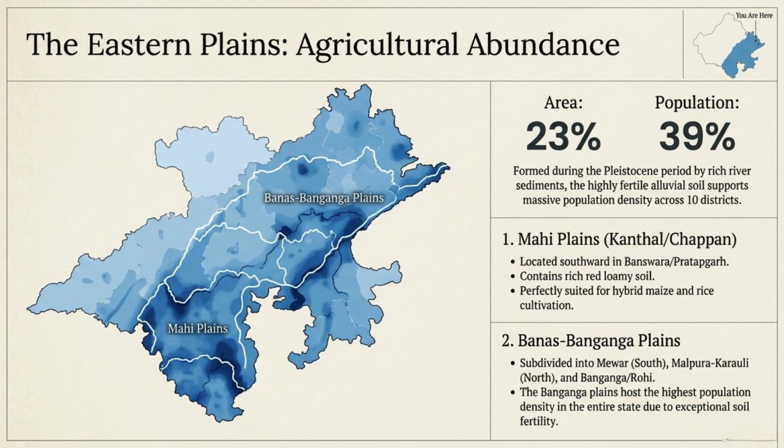In the south, the Mahi Plains, also known as Kanthal or Chappan, feature rich red loamy soil perfectly suited for hybrid maize and rice cultivation. Moving north, the Banas Banganga Plains take over. Specifically, the fertile Banganga Plains host the highest population density in the entire state due to their exceptional alluvial soil fertility.